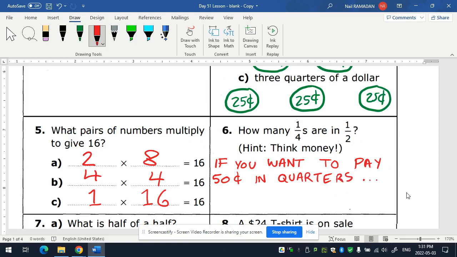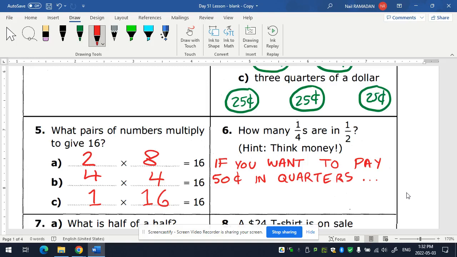I'll tell you, because you're answering this question. If you want to pay 50 cents, but you're only allowed to use quarters, how many quarters do you need? There you go. That's exactly what this means. How many 1/4 are in 1/2? Here's another way to understand it.